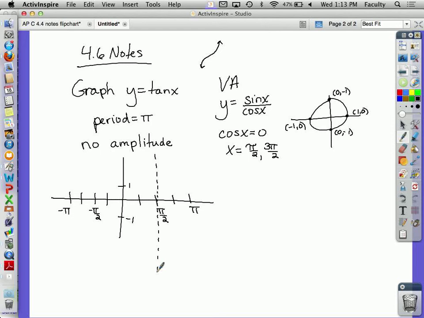How many tick marks would I need to add to get to 3 pi over 2? 2, right? Because 1 tick mark is pi over 4, 2 tick marks is another pi over 2. So that's 2 pi over 2, and here's 3 pi over 2. Now I want you to think about it. There are 4 tick marks in between the vertical asymptotes. So I can actually count left, 1, 2, 3, 4, and there would actually be another vertical asymptote at negative pi over 2.